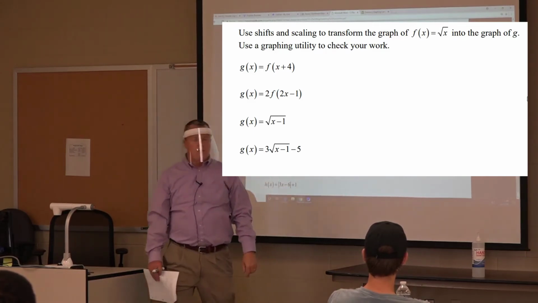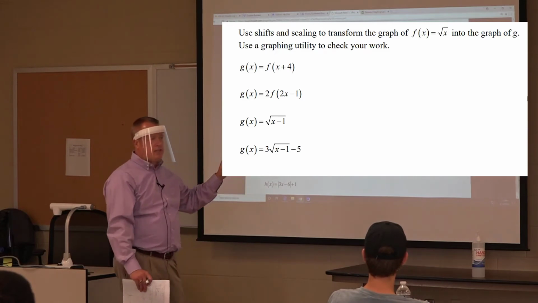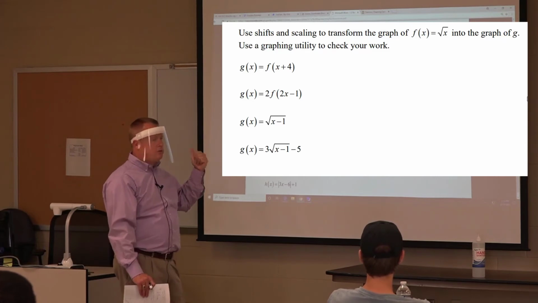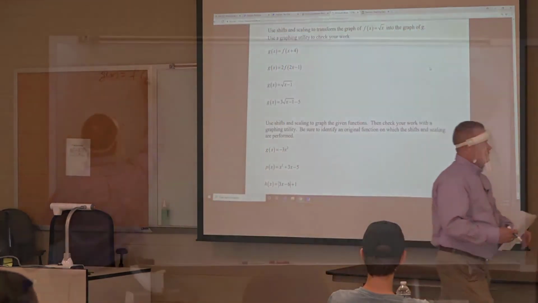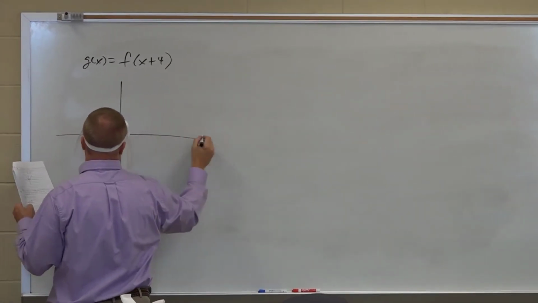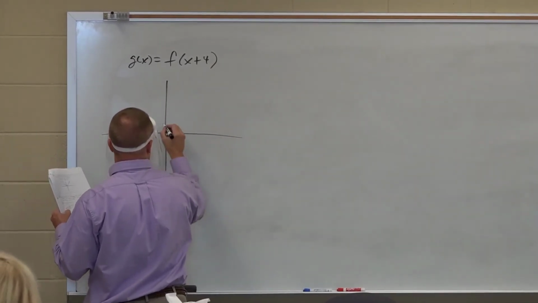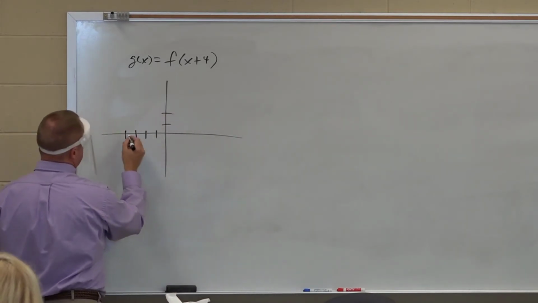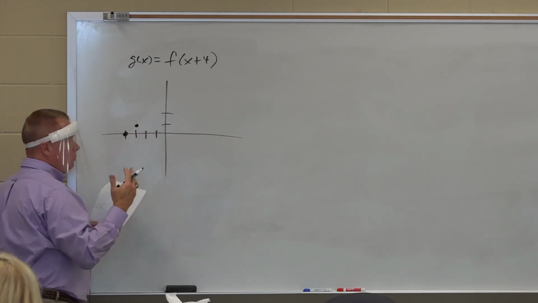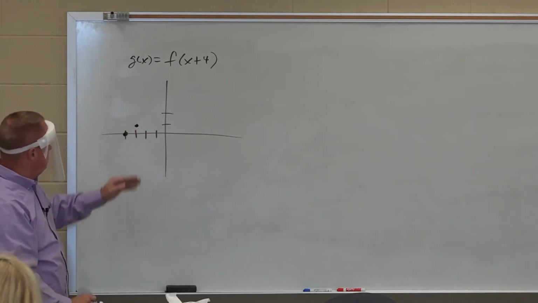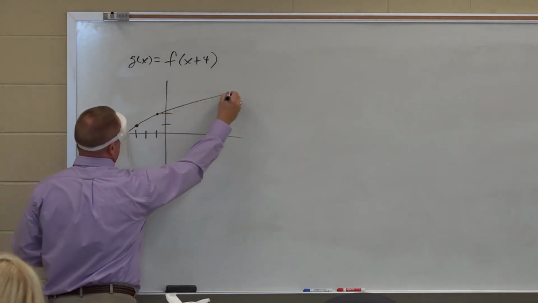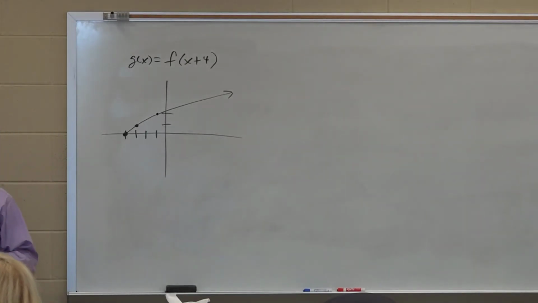Okay, so if I add 4 directly to x, what does that do to the graph? Which way is it shifted? Left 4 units. Okay, so that one. And it's a rigid shift, so I would have a point there. I have a point right here. Normally with the square root function, I go over 4 and up 2. So I would go over 4 up 2 right there. That would be the graph.